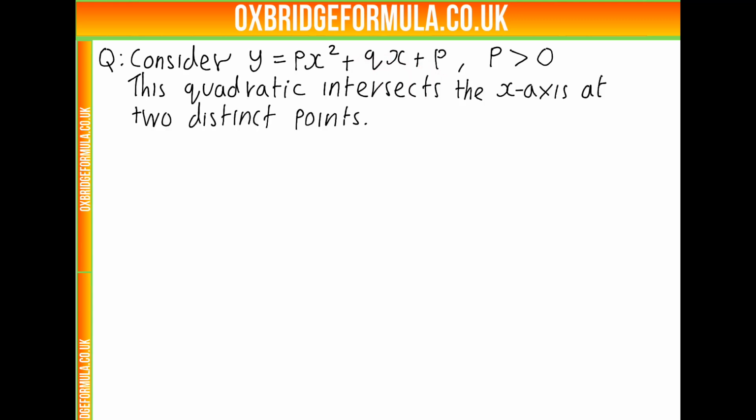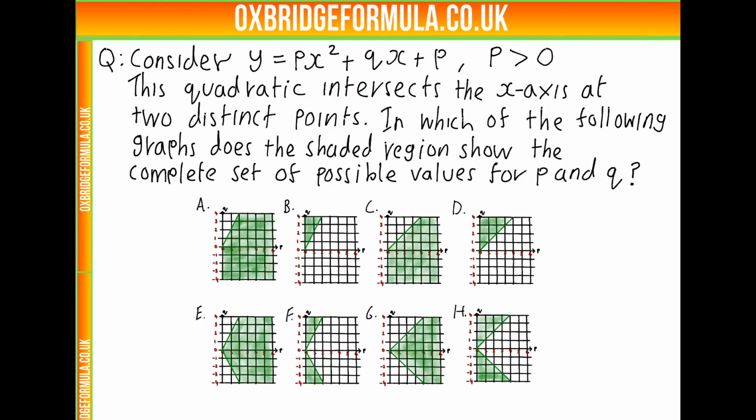And then we're told that this quadratic intersects the x-axis at two distinct points. Given this information, we're asked in which of the following graphs does the shaded region show the complete set of possible values for p and q, so we have an intersection at two distinct points, with these 8 graphs below.